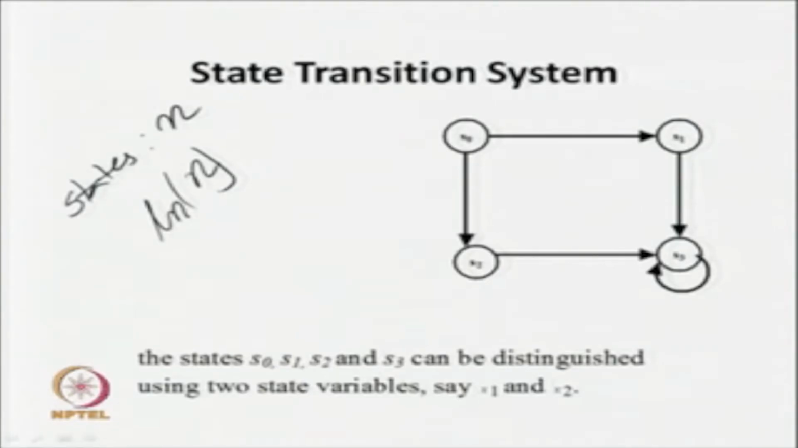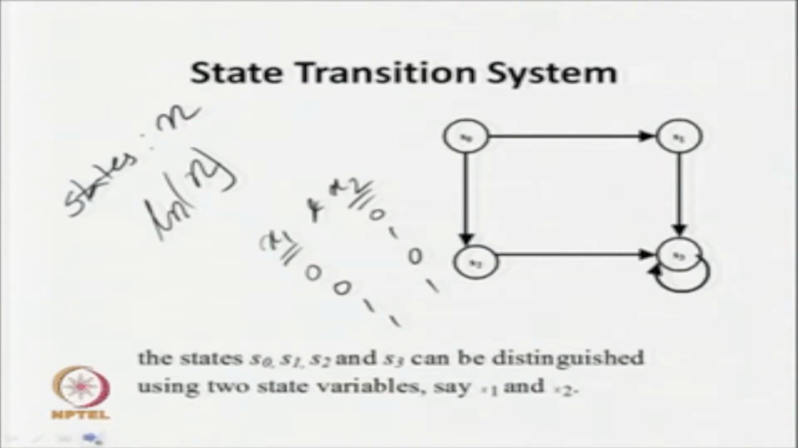Okay, but we may take more state variables also. So, depending on that, the state encoding will be different. Now, since we need at least log n to the base 2 variables to represent n states, and we have 4 states here, at least we need 2 state variables, and we represent these state variables as say x1 and x2. With these state variables, we can represent the 4 states, because we have 4 different combinations: 0 0, 0 1, 1 0 and 1 1. With these 4 unique combinations, we can represent the 4 states.